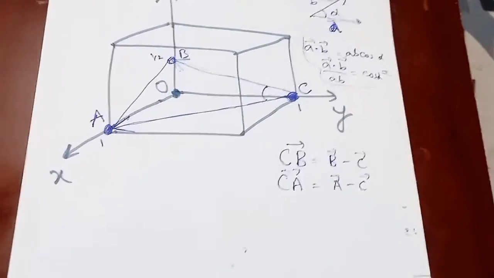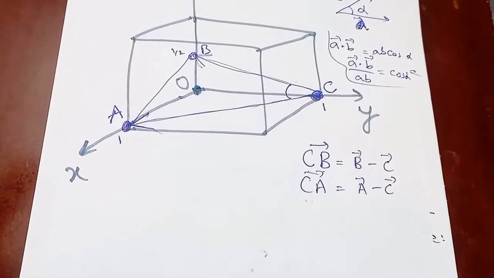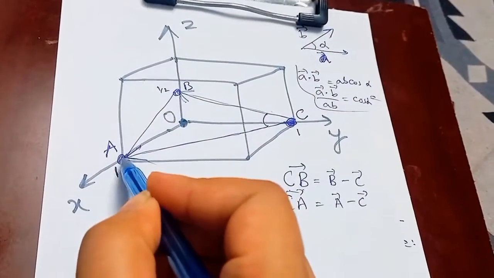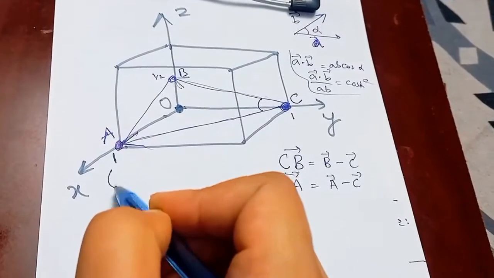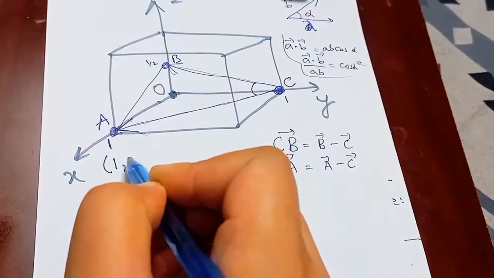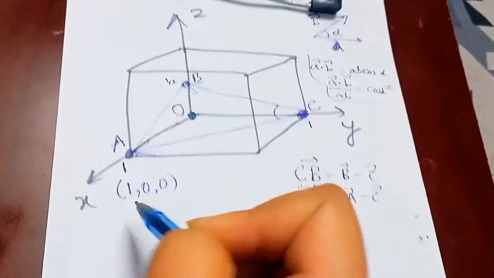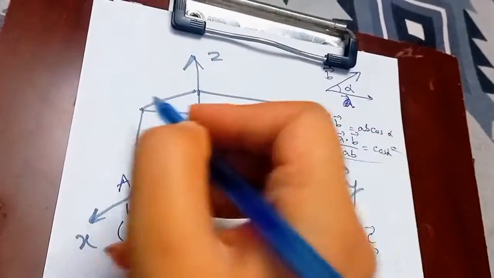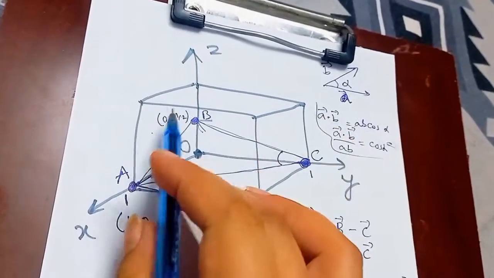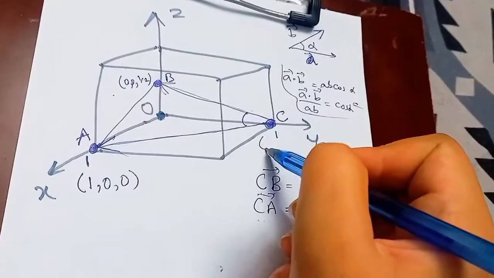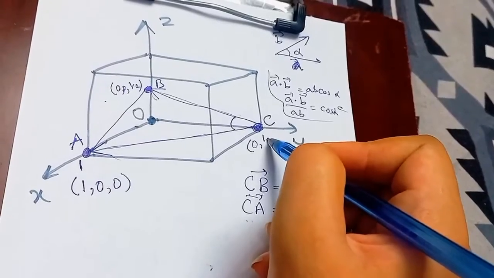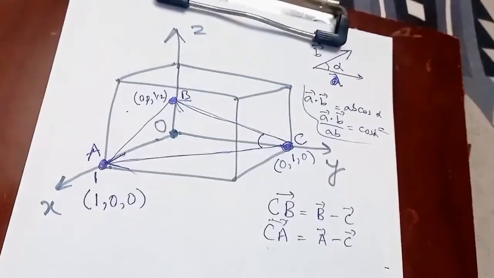Now we need to know the coordinates of A, B and C, and for that purpose that's really easy. We know what is the location of point A. Location of point A is 1 unit motion along x direction, 0 motion along y and 0 motion along z. Coordinates of B is 0 motion along x, 0 motion along y, 1/2 motion along z. That is really easy. Similarly, coordinates of point C is 0 motion along x, 1 motion along y, 0 motion along z. These are the coordinates.